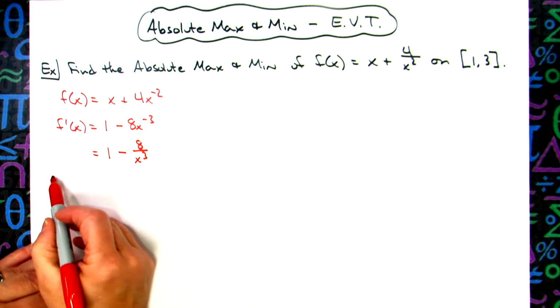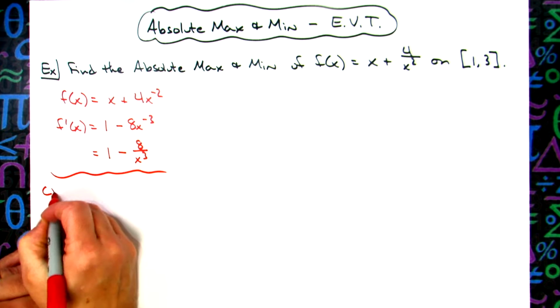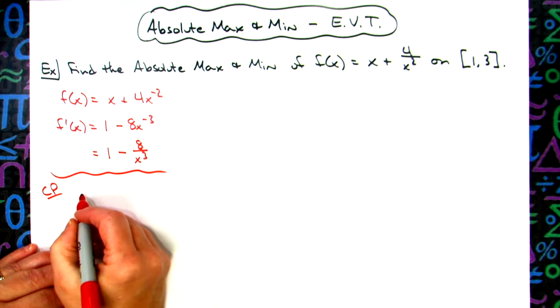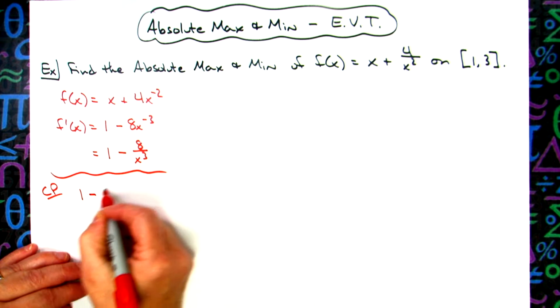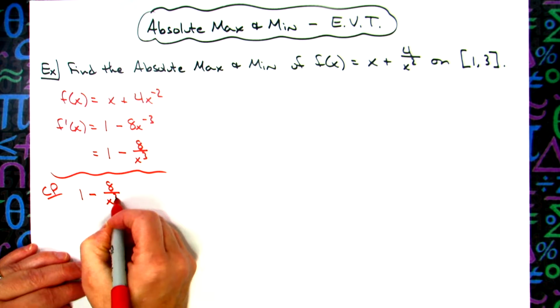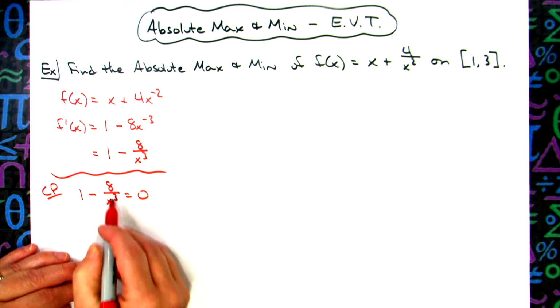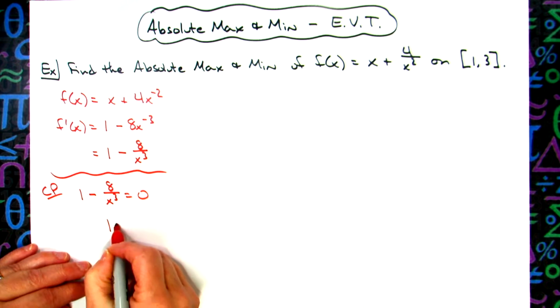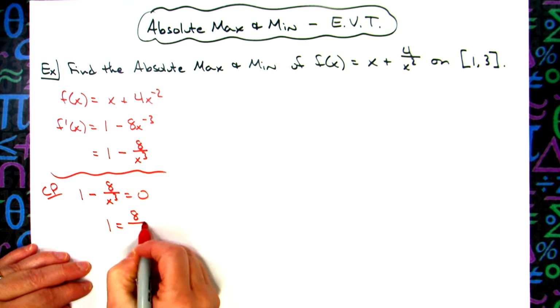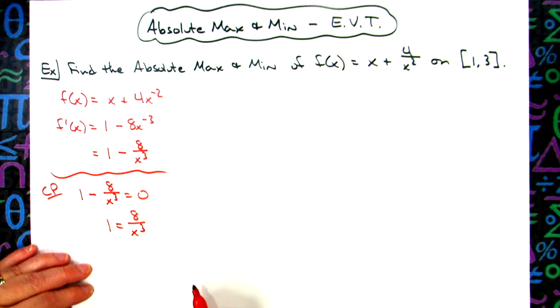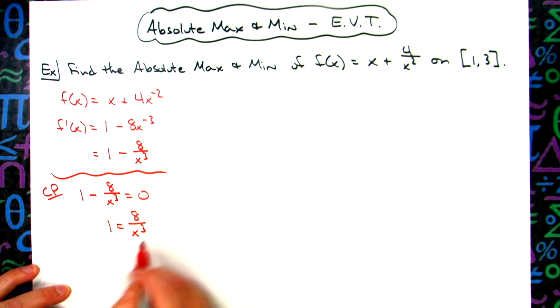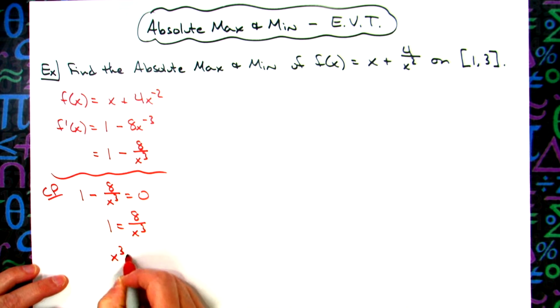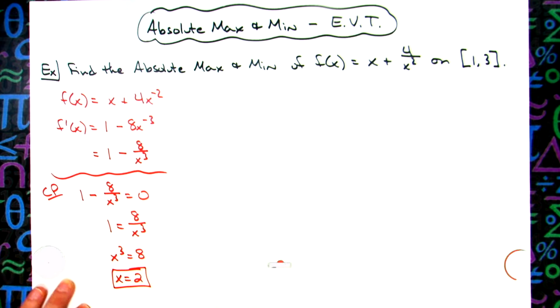Now I want to find those critical points. So we'll set that equal to 0: 1 minus 8 over x to the 3rd equals 0. I'm going to move this to the other side: 1 equals 8 over x to the 3rd. If I multiply both sides of the equation by x to the 3rd, I'll have x to the 3rd equals 8. Cube root of both sides, x is going to be equal to 2. So this is a critical point of the function.